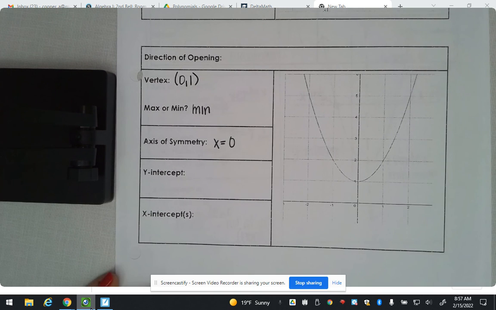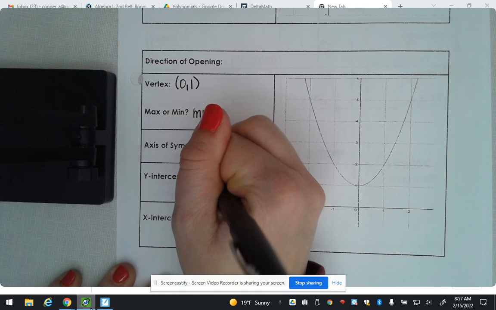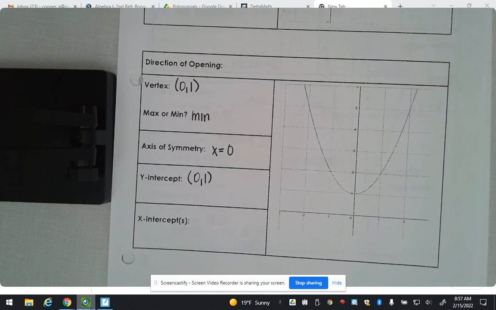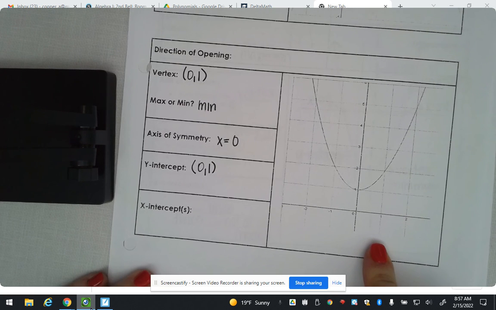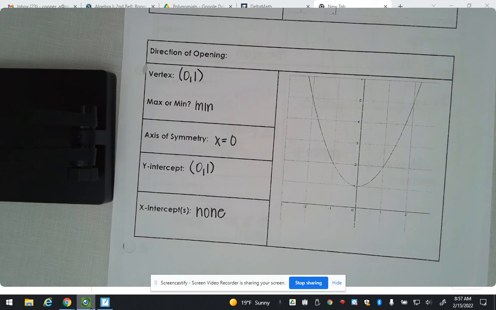My y-intercept is also 0, 1. Do I have any x-intercepts? No, so should I put 0? What do I write? You better write none. Okay? Make sure you write no. Don't put 0 there. Be very careful. Is everybody okay with me there? Yeah? Okay. On the back.